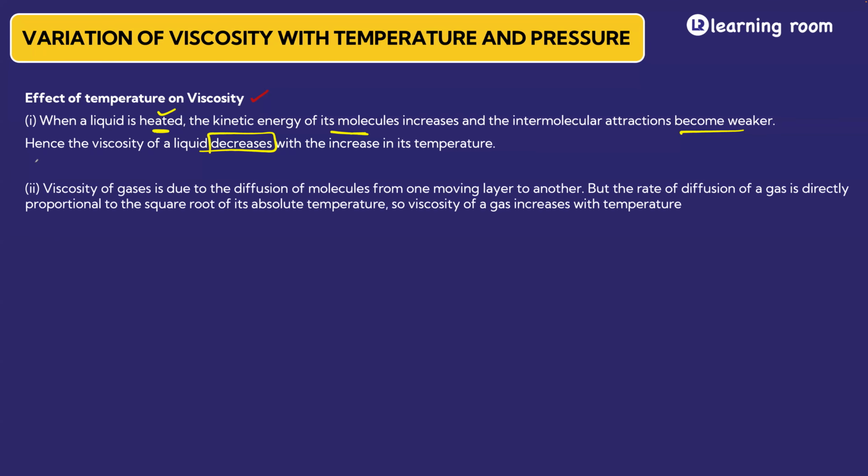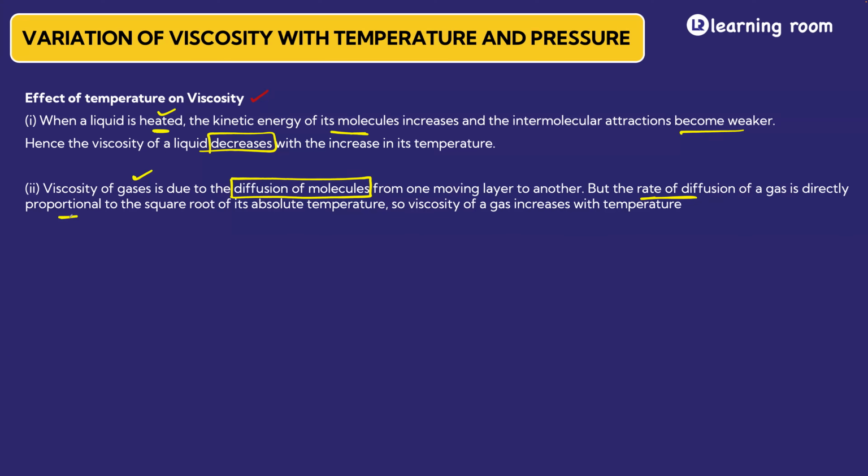Second. So what do you say of gases? Here we are talking about liquids mainly. So what do you think is going to happen in the case of gases? Viscosity of gases is due to the diffusion of molecules from one moving layer to another. But the rate of diffusion of gas is going to be directly proportional to the temperature, because we'll be studying about it in kinetic theory. There is something called absolute temperature, which has a relation to the kinetic energy. We'll discuss it there.